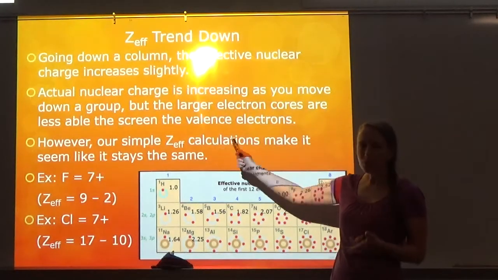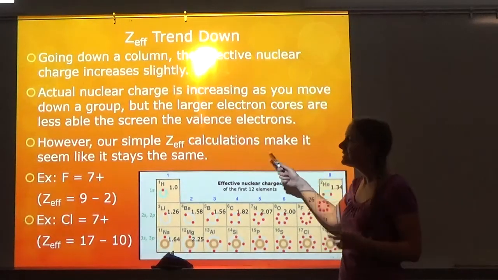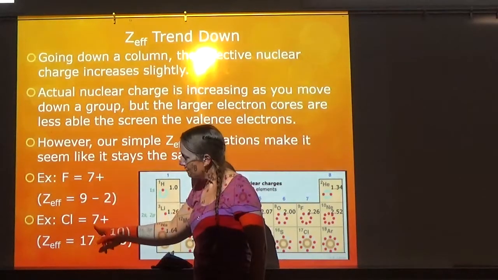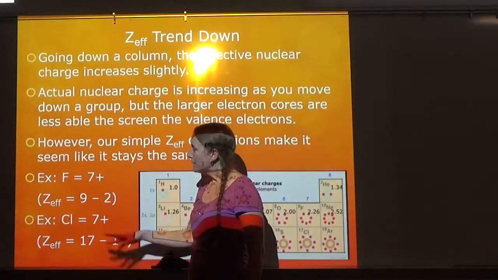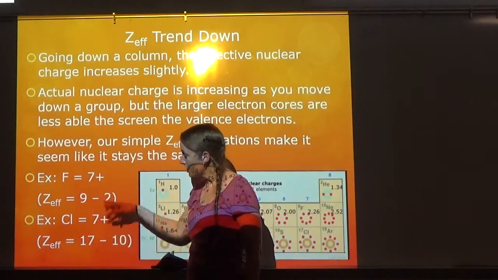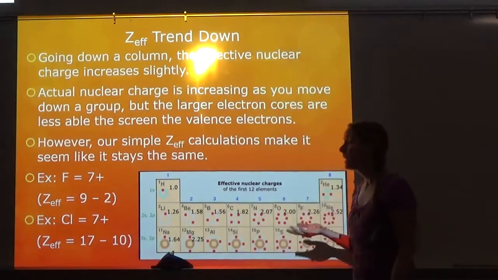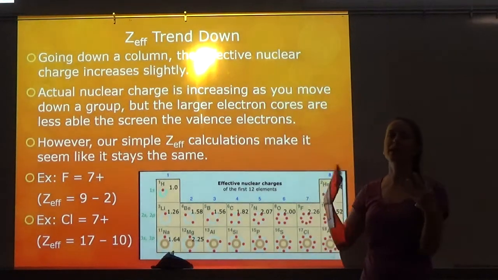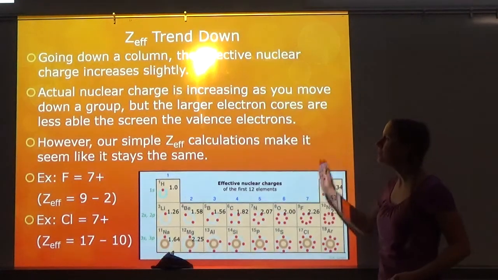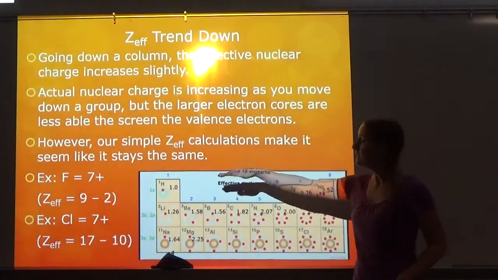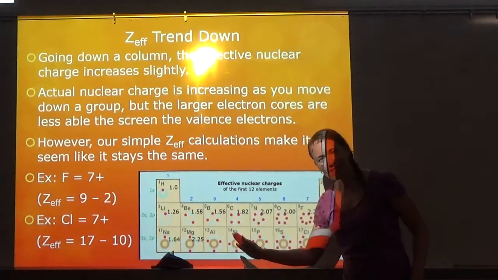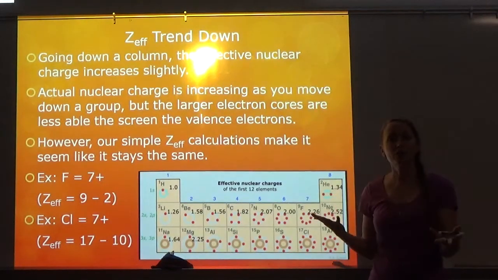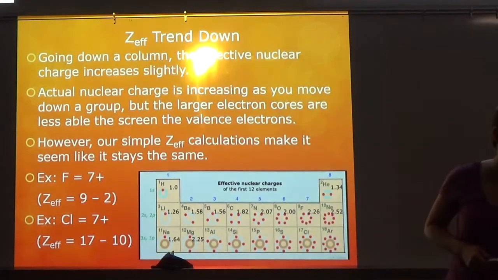So our simple Z-effective calculations make it seem like it stays the same. Like if I did F and Cl, F is going to be 7 positive and so is Cl, because even though the actual nuclear charge has increased, so has the shielding effect. But technically, because Cl has a larger core group, they're not able to shield quite as much, so it just increases slightly. So for Z effective, it increases going across and increases slightly going down, because as you get a bigger set of core electrons, they just can't shield as well.